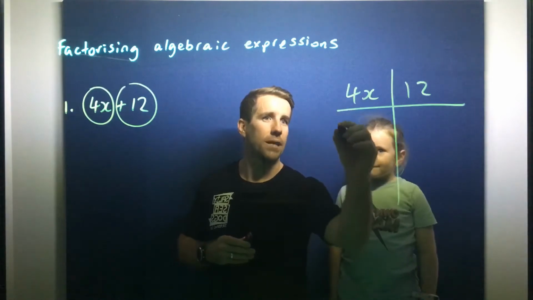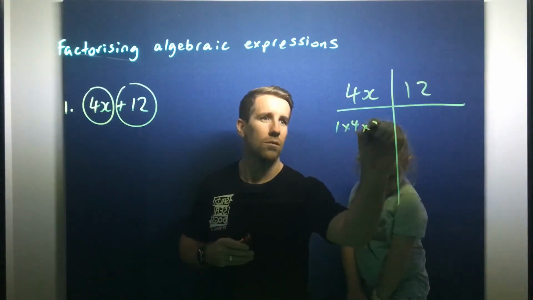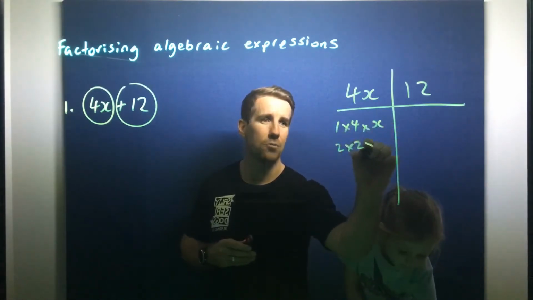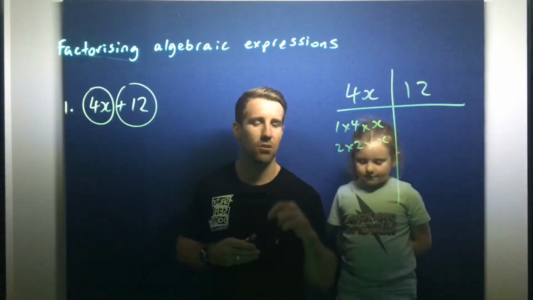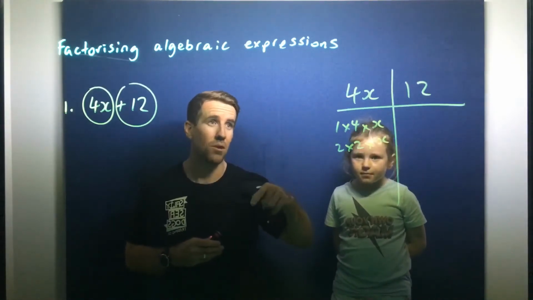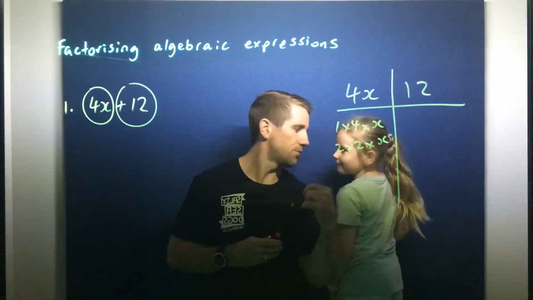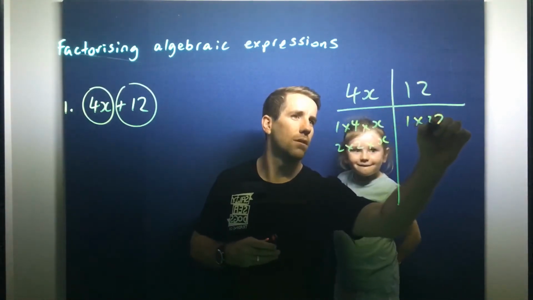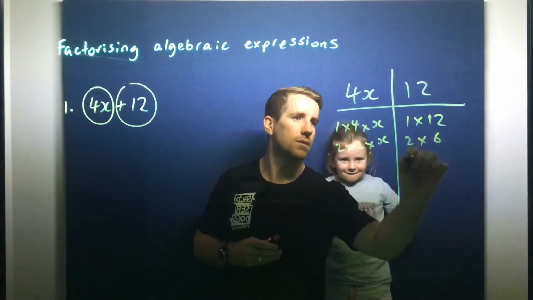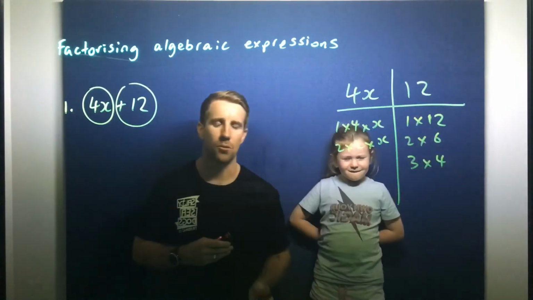The ways that we can make 4x is 1 by 4 by x, and we can also make that by 2 by 2 by x. So I've just gone and found all the different ways we can multiply all components of that together to get 4x. We're going to do the same here with 12. So we've got 1 times 12, 2 times 6, and 3 times 4, okay?